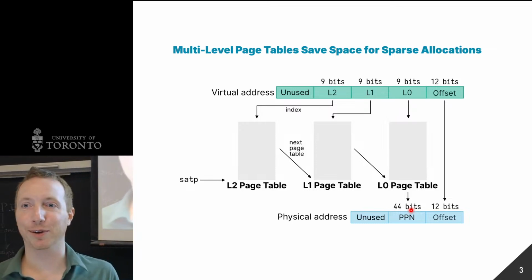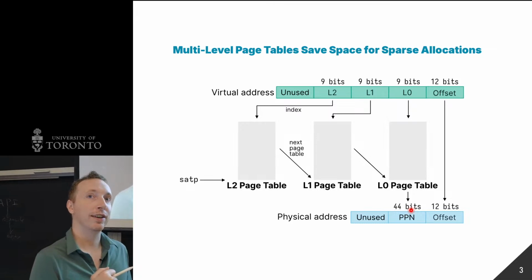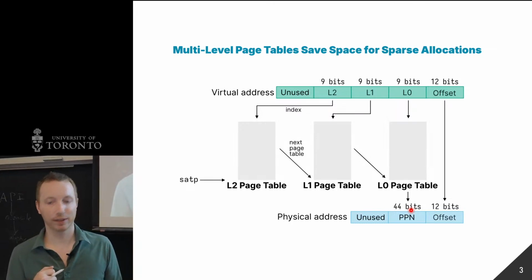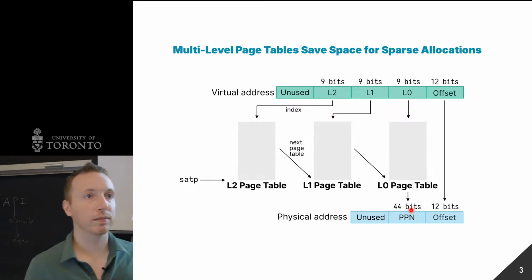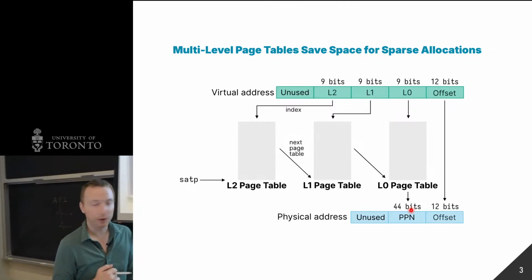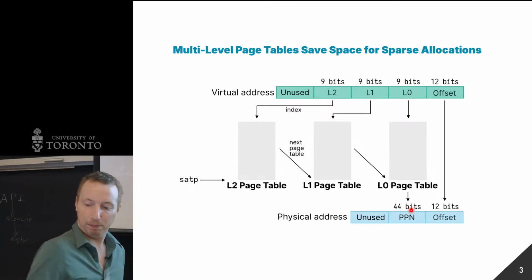Don't know, that's okay. Yeah? Is this 6 megabytes? 6 megabytes. How did you get 6 megabytes? It's like each page table is using 2 megabytes, and then there's 3 page tables. So each page table is using 2 megabytes. So not quite, but you're on the right track.